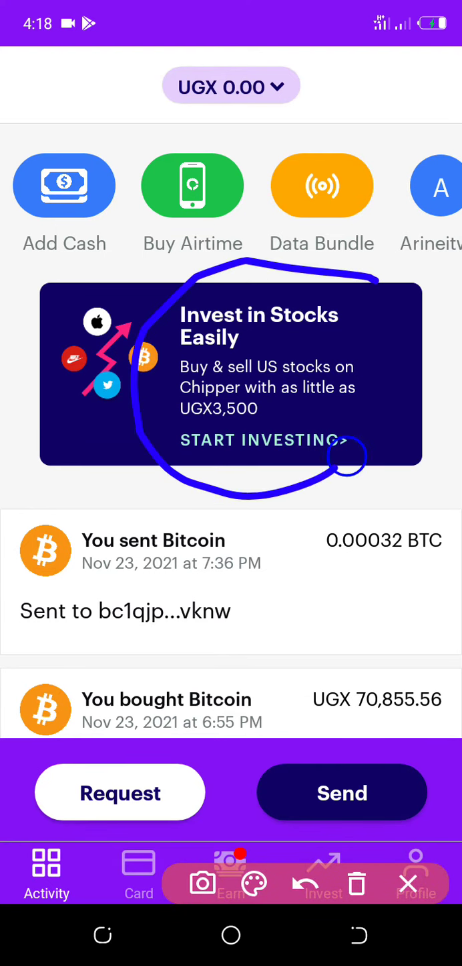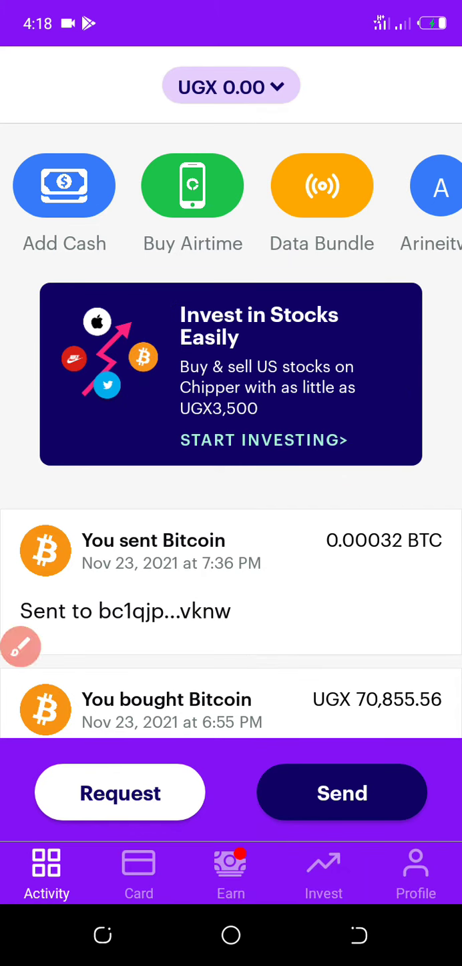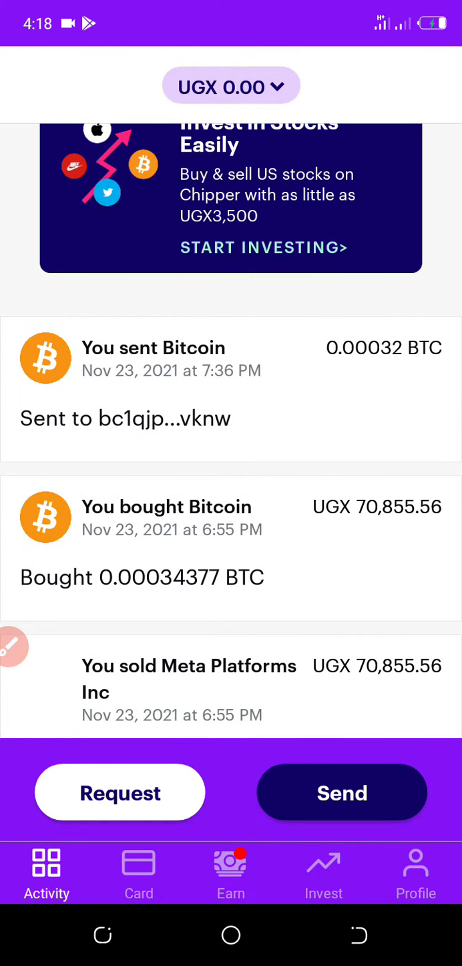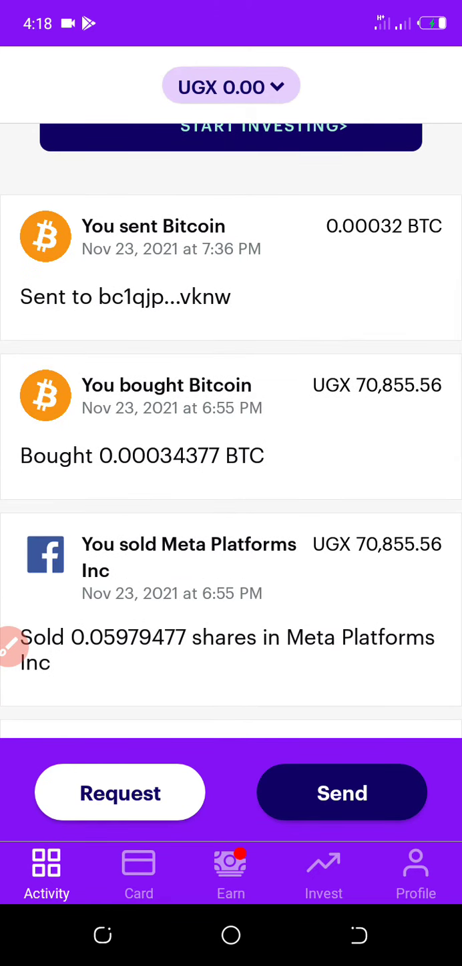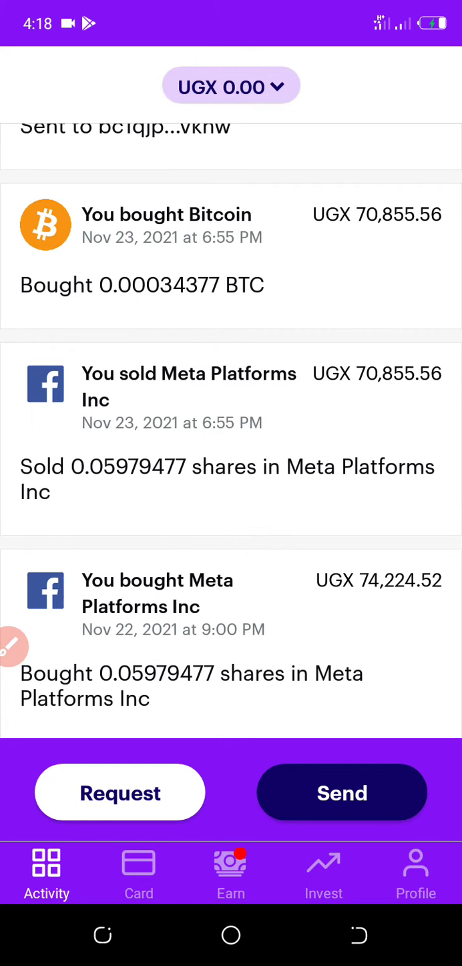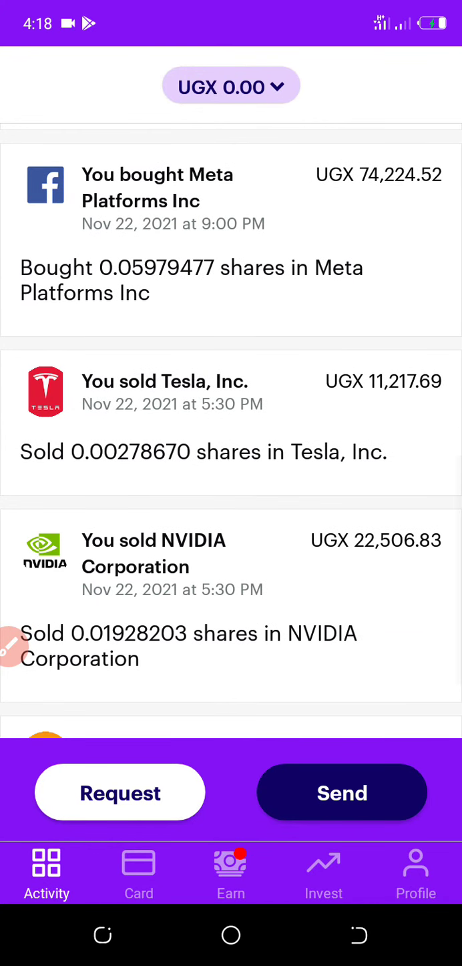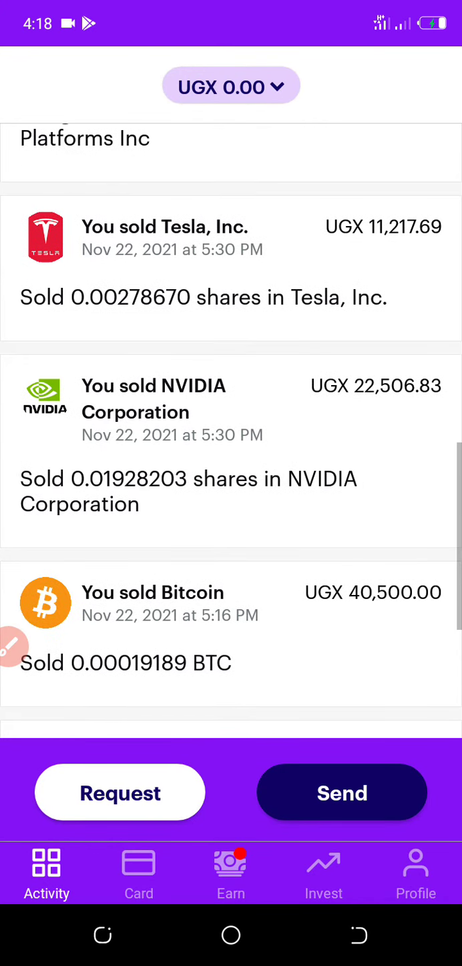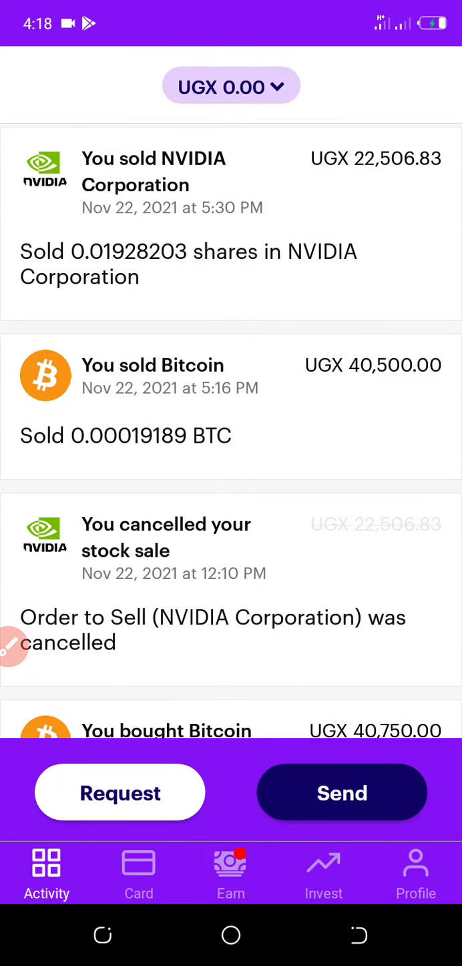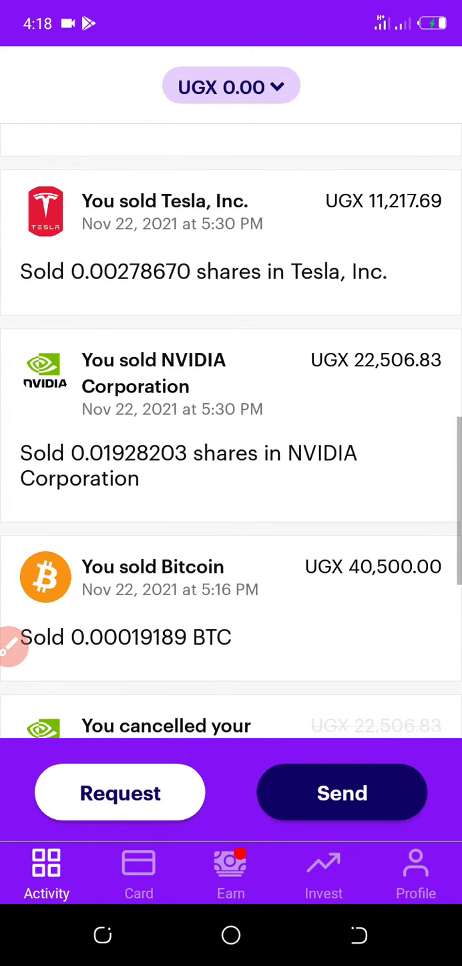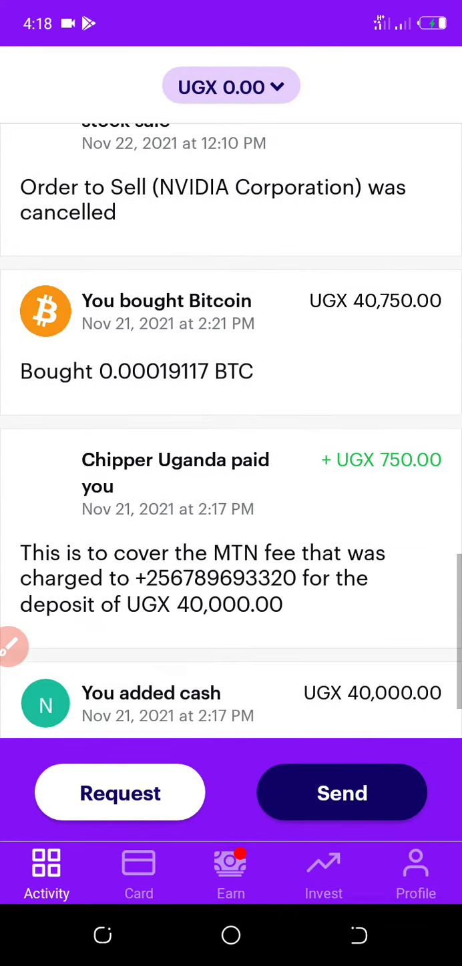invest in stocks. I have been dealing in stocks and I have invested a lot in stocks. As you can see, my last transactions: you sent Bitcoin 0.0032, you bought and sold the Meta platform. Here you bought a stock of Meta, that's Facebook. Here I bought shares, those are called shares, in Tesla, in Facebook. Those are the shares I bought in Tesla. Those are the shares I bought in Nvidia below. These are the shares you can buy, you can sell. So it's up to you what you want.